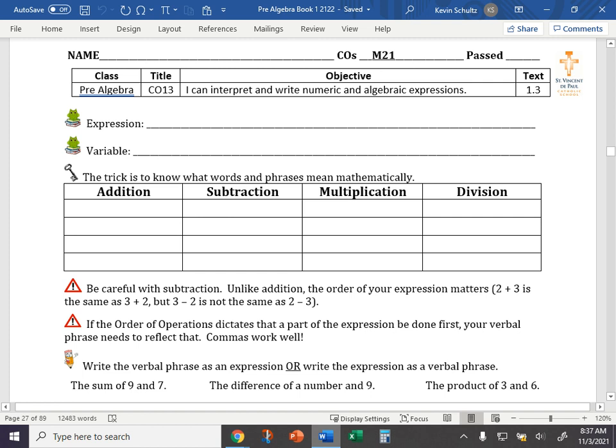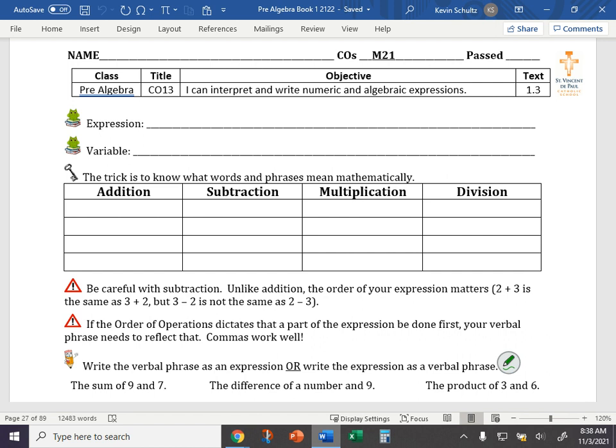And good day, pre-algebra. On to Unit 3 we go, and we start with CO13, which is interpreting and writing numeric and algebraic expressions. That's a lot of words there. Interpreting, writing, numeric, algebraic. This is going to be kind of a wordy objective in the sense that we're going to define a lot of things.